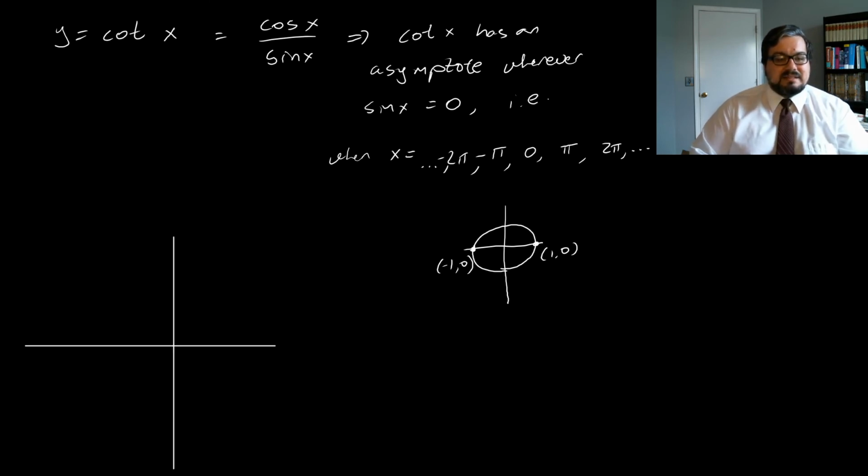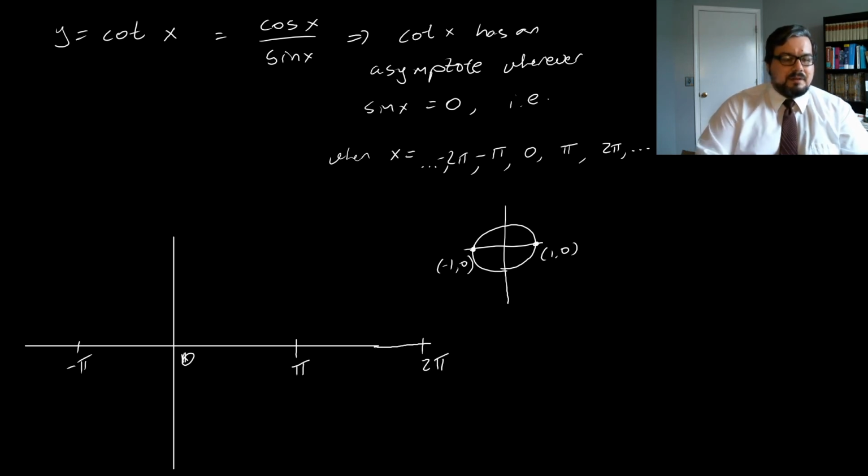So we can start graphing our cotangent function this way, by graphing the asymptotes. So we've got asymptotes at 0, at pi. Actually, let me back that up a little bit. At pi, at 2 pi, and I'll put another one over here at negative pi. So let's mark our asymptotes.